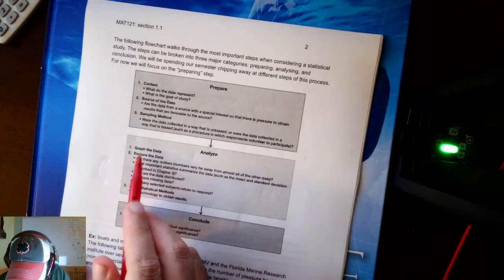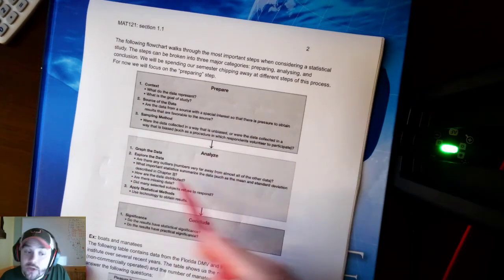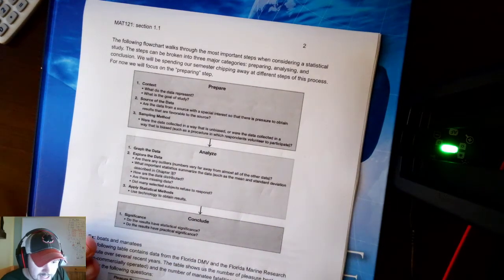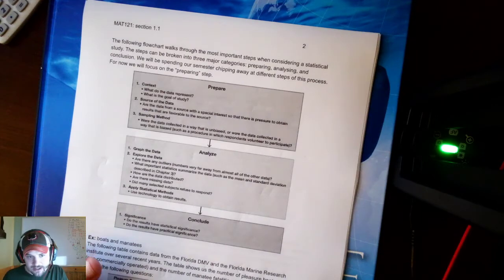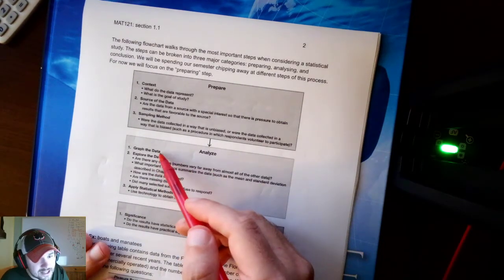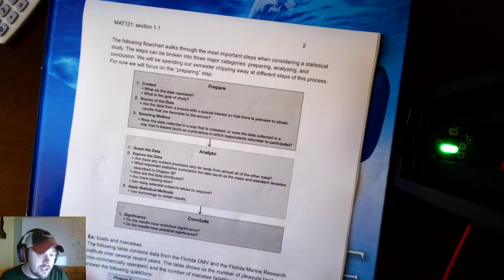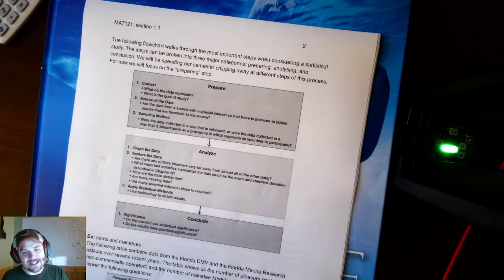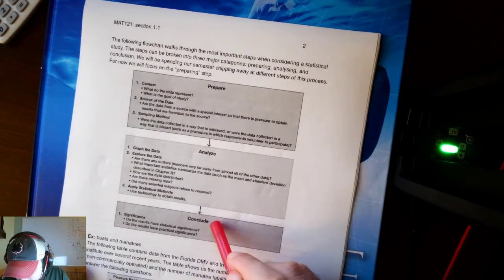Well, we graph and explore the data. This will be most of chapters 3 through 6. We'll be analyzing data. For now, we'll just talk about the big headers: graphing, exploring, and applying the methods. But that'll be later in the course, right? We'll be analyzing data. And then lastly, conclusion.